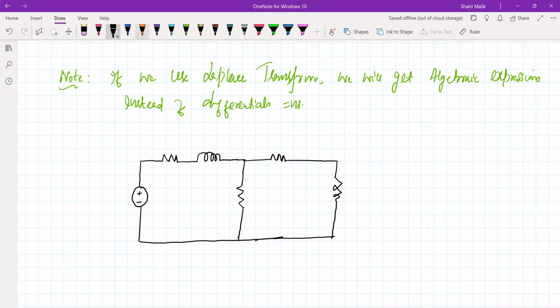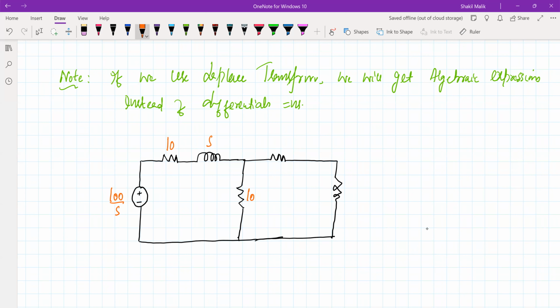So this is our network. Now let's write the values. 100 u(t) will become 100 by s, since the Laplace transform of 100 u(t) is 100 by s. The resistor is as such it is. The Laplace transform of an inductor is replaced by sL. L is 1, so it will be replaced by s.